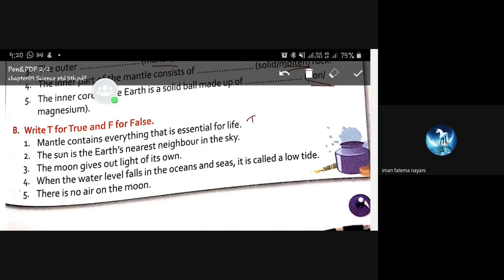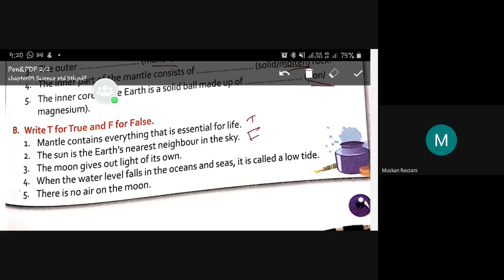The sun is the Earth's nearest neighbor in the sky. True or false? Who will give the answer? Ma'am, it's false. Yes. Who is the nearest neighbor? Ma'am, it is the moon. Very good. Okay, next: the moon can give its own light.